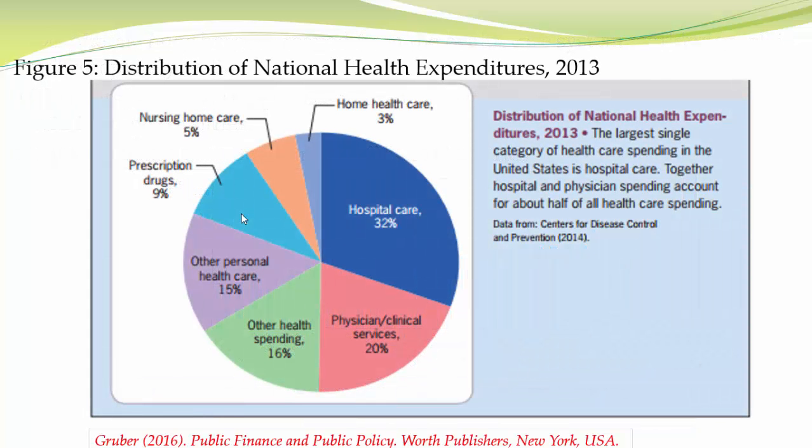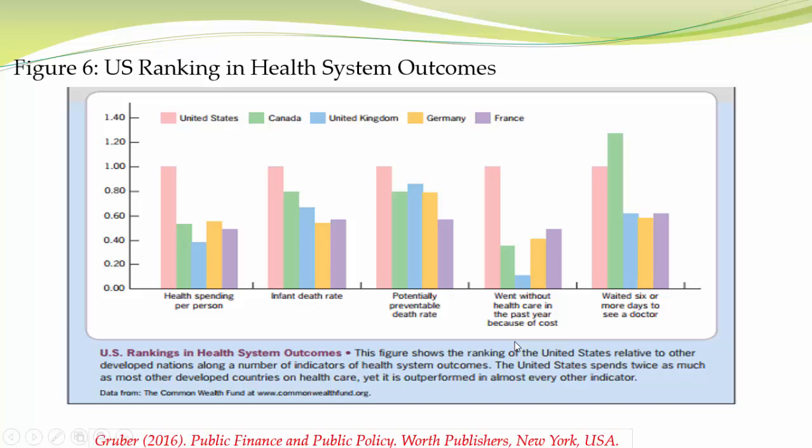Distribution of net health expenditures 2003 of the USA, we see 5% was spent on nursing homes, 3% on home health care, 32% on hospital care, physician and clinical services 20%, other health spending 16%, other personal care 15%. It's interesting.